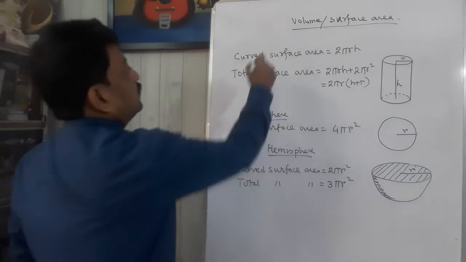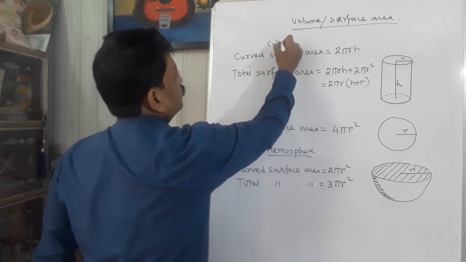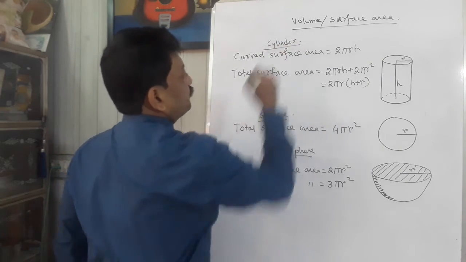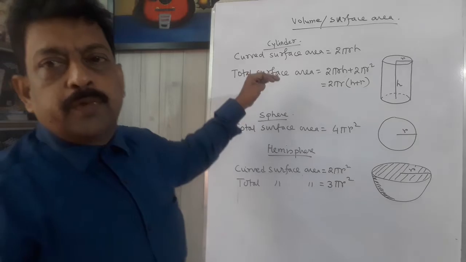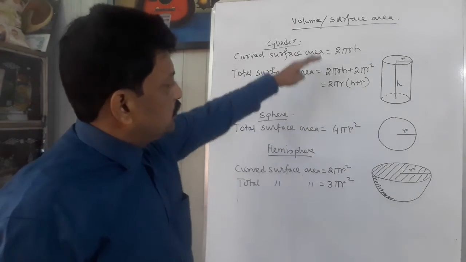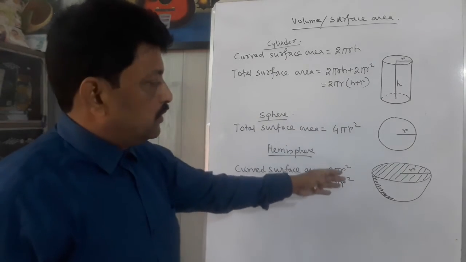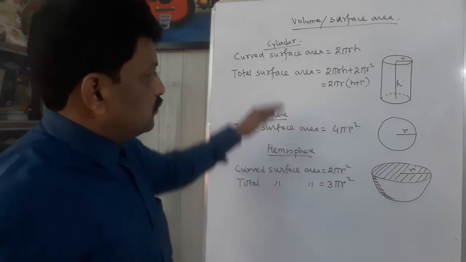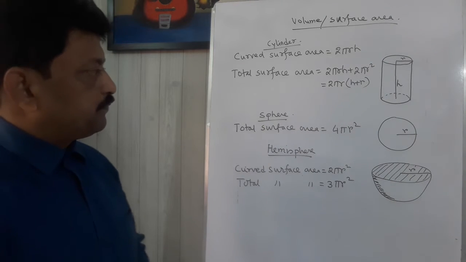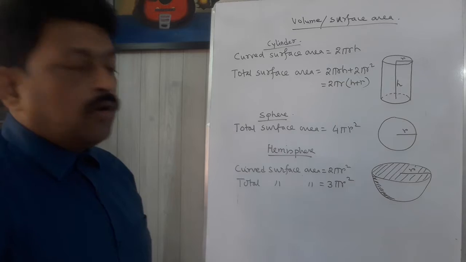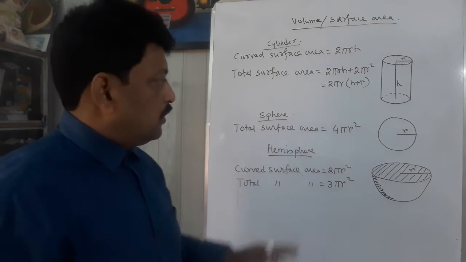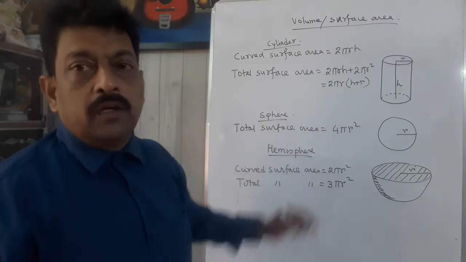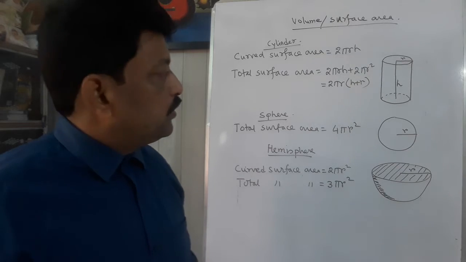Okay, this is cylinder. So just please note it down. All these things we require, we'll use these in the sums. Just note it down. So now I'm going to show you how to use this formula in the sums. I'm going to give you one example.